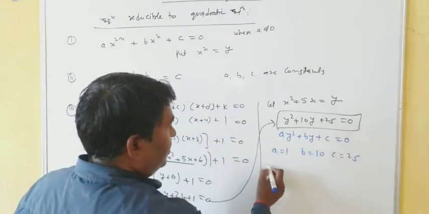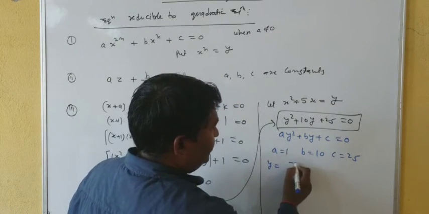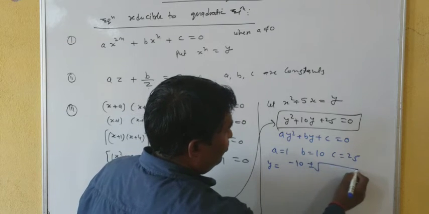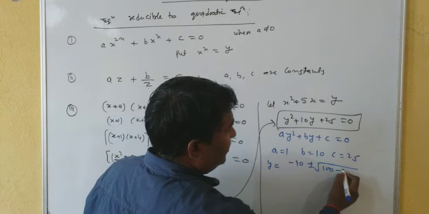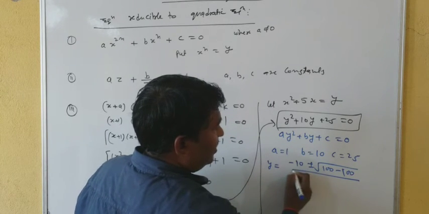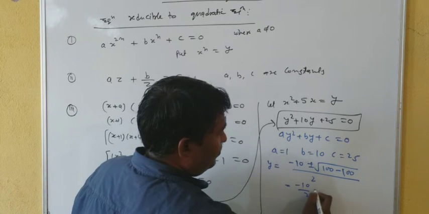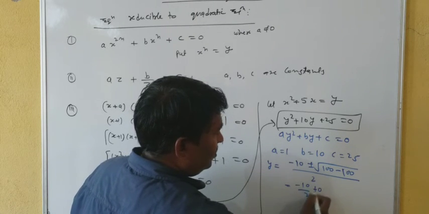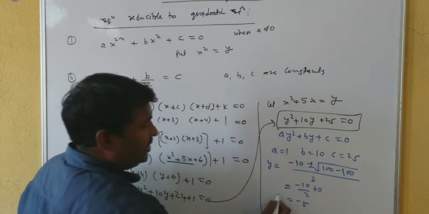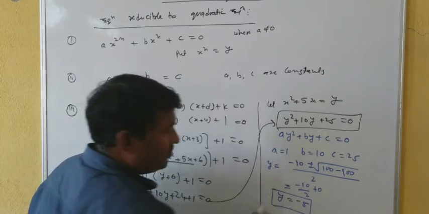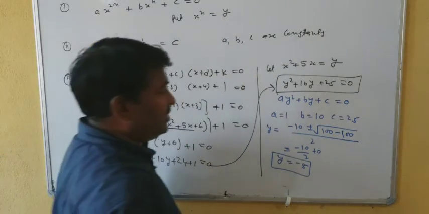Okay, how will you solve? Here y is equal to minus b plus minus under root b square, that is 100, minus 4ac, that is 4 into 1 into 25, which is 100, upon 2a, a is 1, so 2. So minus 10 upon 2 plus minus 0, this is 0. So this will give you minus 5. y is minus 5. So the value of y is minus 5.